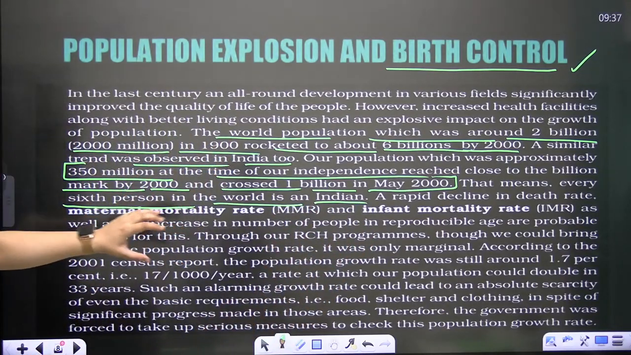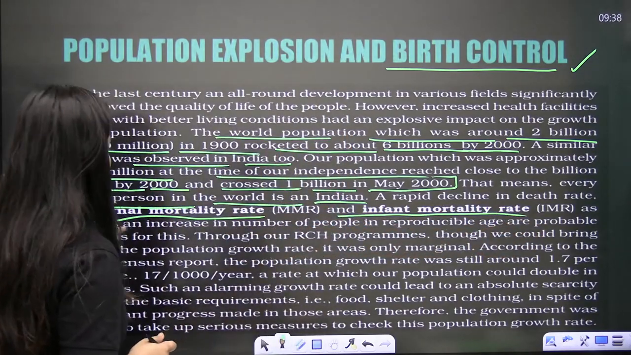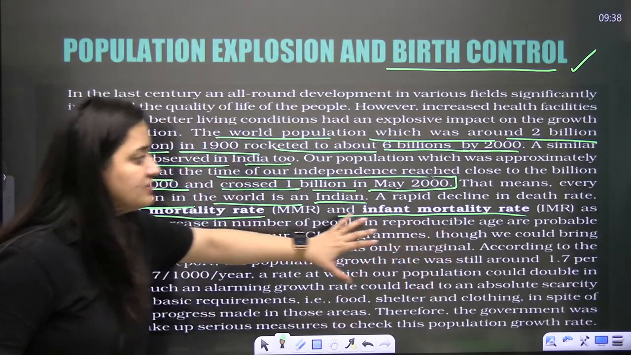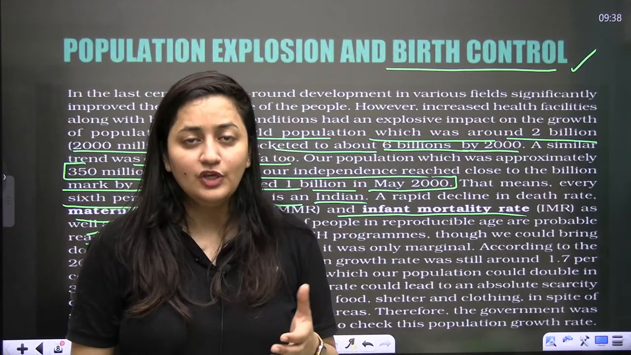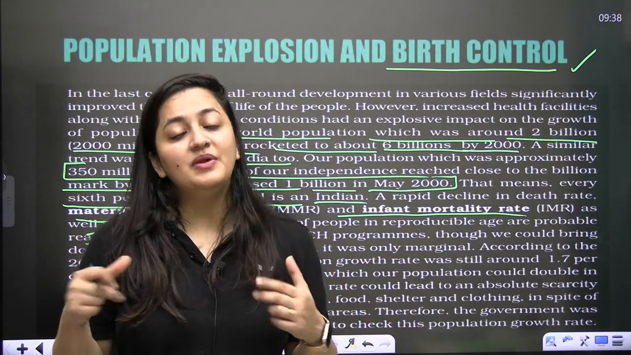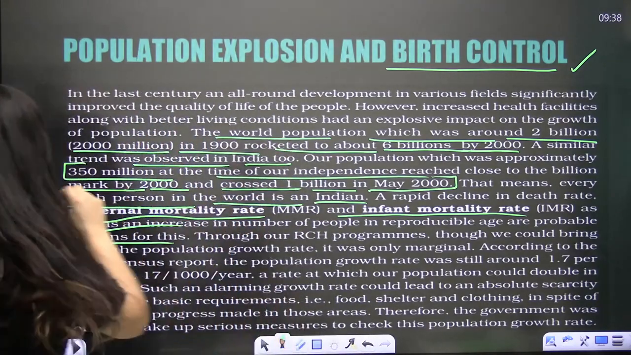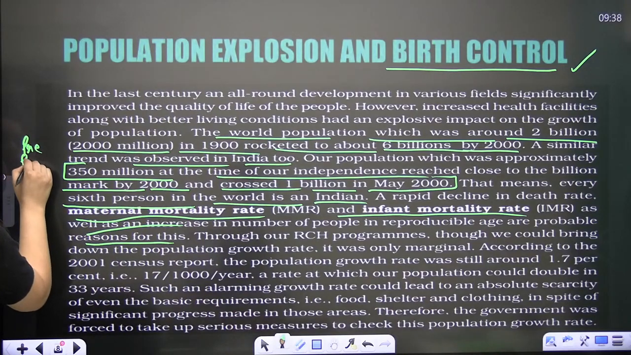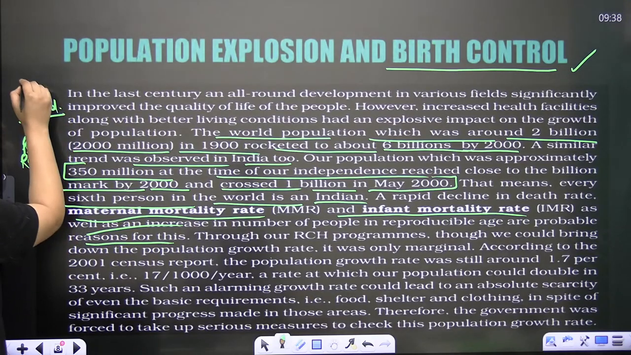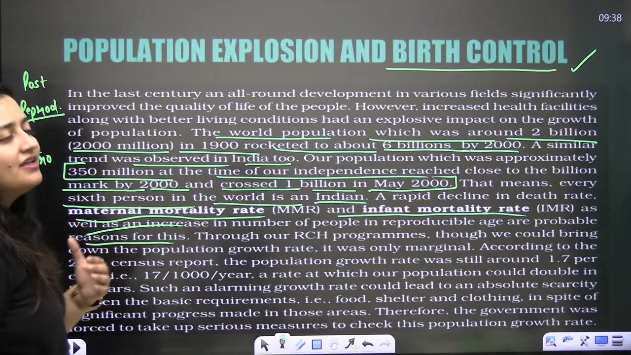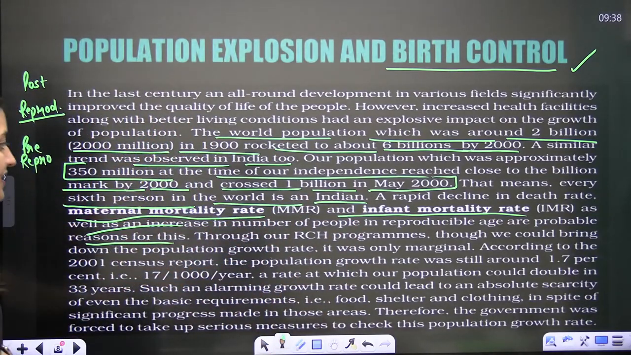So there was a rapid decline in death rate, that is maternal mortality rate and infant mortality rate, as well as an increase in the number of people in reproductive age, which is a probable reason for this. You remember that age distribution? We talk about the pre-reproductive age group, the reproductive age group, and then the post-reproductive age group. People in reproductive age are more. That is the reason the population is increasing at such a faster rate, right?